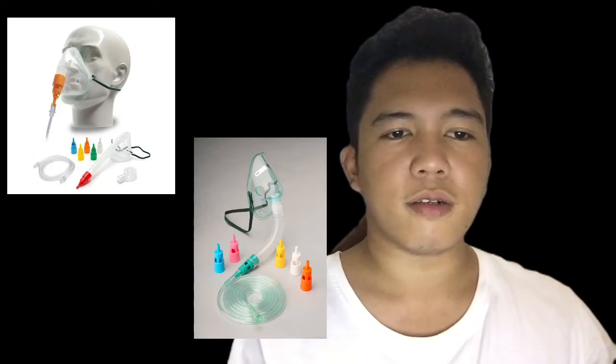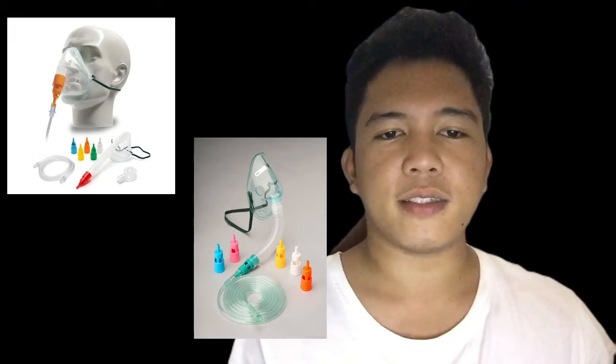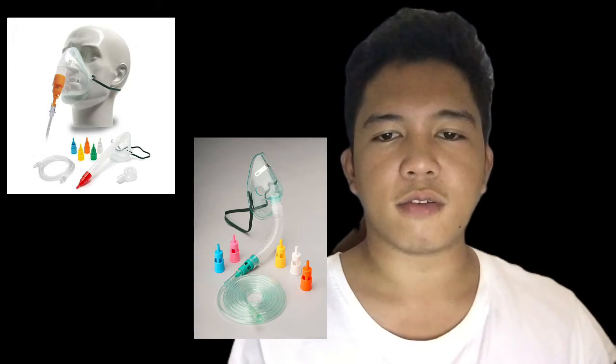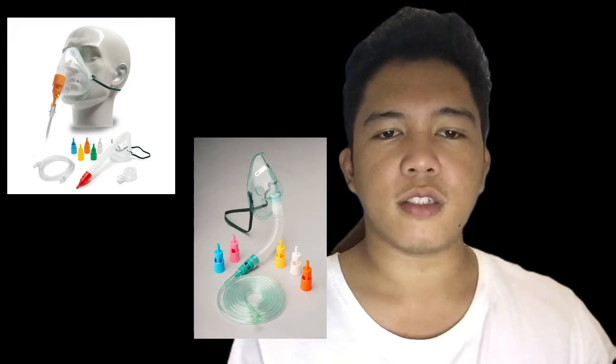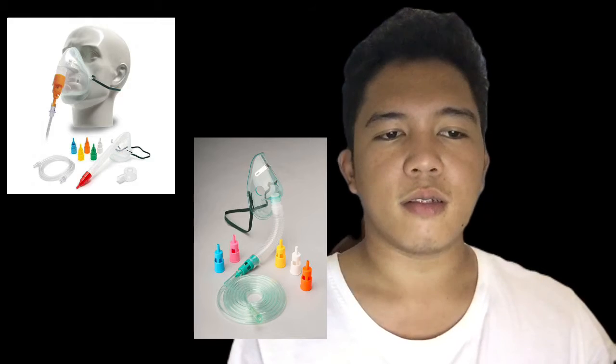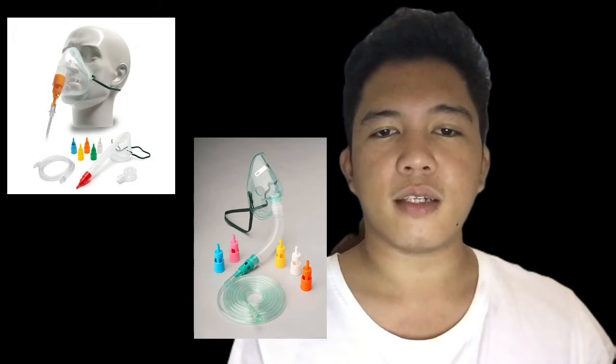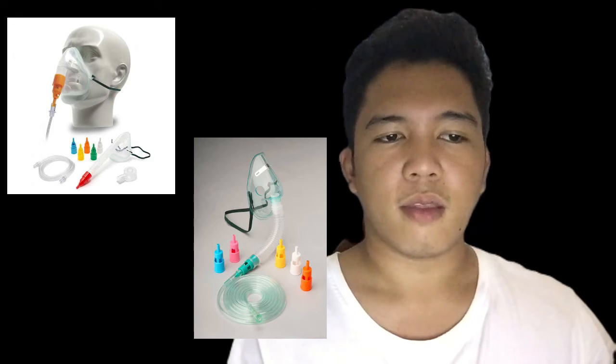Last is the Venturi mask. Administering oxygen via a Venturi mask provides high gas flow with a fixed oxygen concentration. It provides much controlled oxygen delivery between 20 to 55%. It is the most reliable and accurate method for delivering a precise O2 concentration.